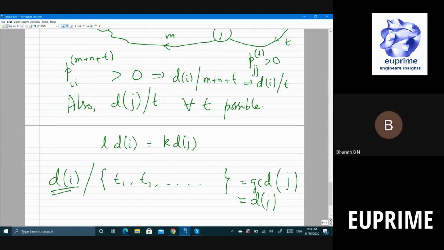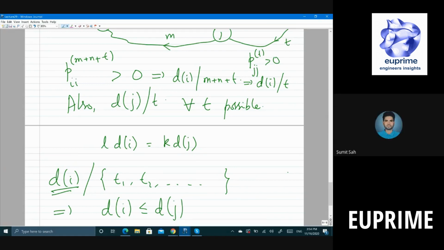See, d of i divides t for any t such that pjj of t is greater than 0. So what does that mean? Sorry, I take this back. It is not GCD, it is just this: d of i divides this. So d of i is a divisor of t1, t2, t3 and so on. Therefore, it is definitely less than or equal to d of j, because d of j is the greatest common divisor of t1, t2 and so on. This is a divisor, therefore it should always be less than or equal to d of j.